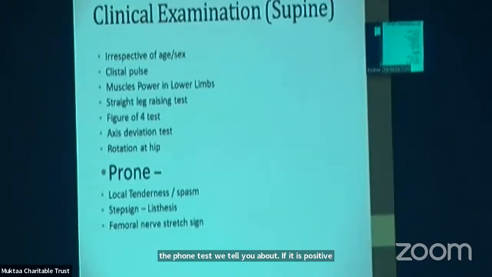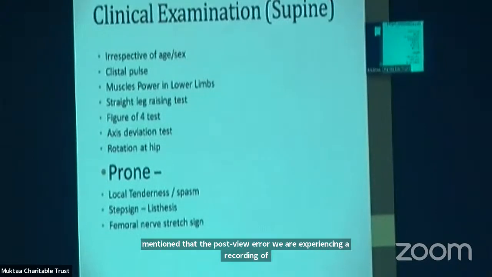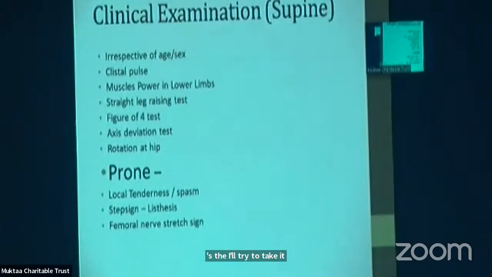Now the axis deviation test. As I just mentioned, in the post-COVID era we are experiencing an epidemic of avascular necrosis. So you have to flex the hip, flex the knee, and take it towards the opposite shoulder. So if you are examining the left side, you flex the hip, flex the knee, and take it to the right shoulder. If the patient has pain on that, the axis deviation test is positive, and probably you are looking at avascular necrosis rather than a back condition. And you also have to check the rotation of the hip, so you rule out hip pathology. This is all you have to do in the supine position.